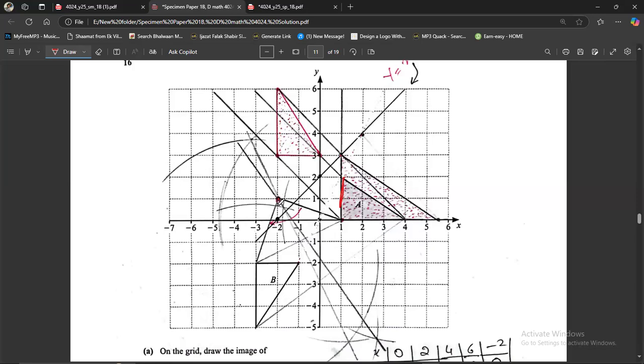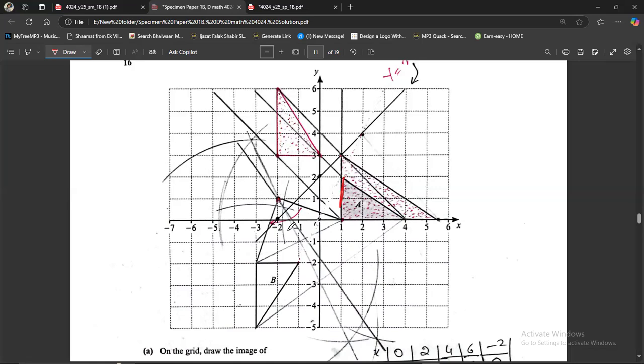So once you know the center of the rotation, then you join any two same points in the object and the image with the center of rotation, and then between those two lines you can measure how much is the angle of rotation. So I joined this vertex with the center of rotation. I joined the same vertex in the image with the center of rotation. So this angle, when you measure it, it's 90-degree clockwise. So that means the triangle A has been rotated through an angle of 90-degree clockwise about the center of rotation.